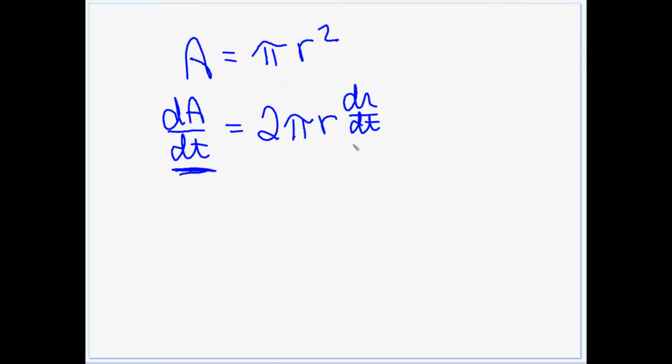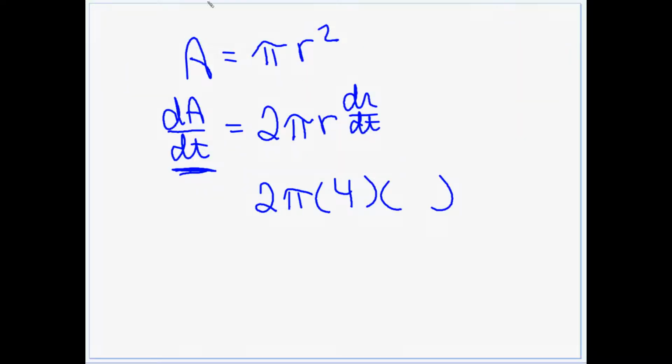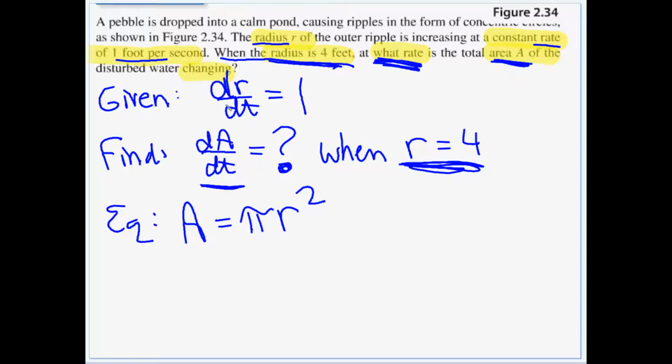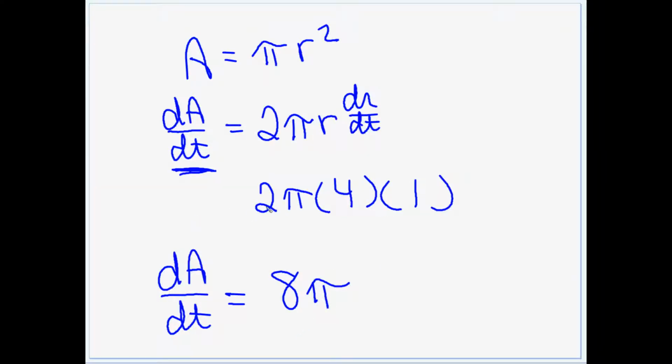So over here is just some stuff we're going to plug and chug. 2, and we have pi. Now we need a radius, and that's when we're freezing time, when the radius is 4. And then we have the rate of change of the radius, dr/dt. Well, that's equal to 1. So how fast is the area changing with respect to time? dA/dt is 8 pi. So when the radius is 4 feet long, the area is changing at 8 pi.